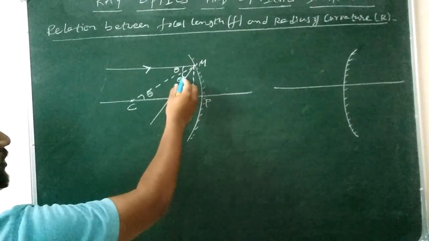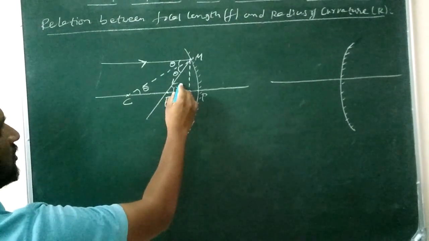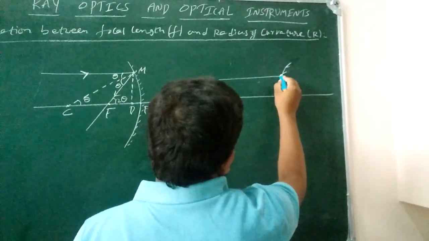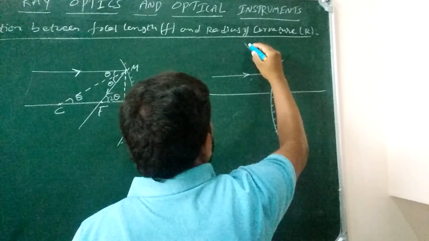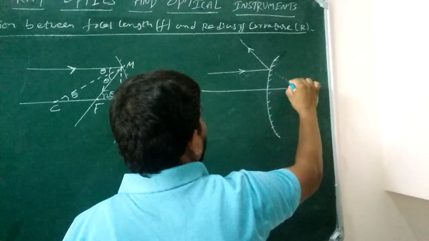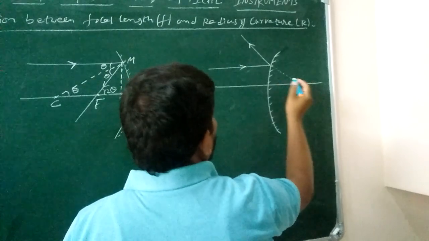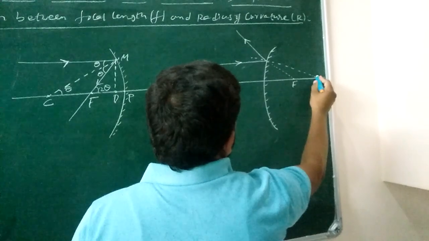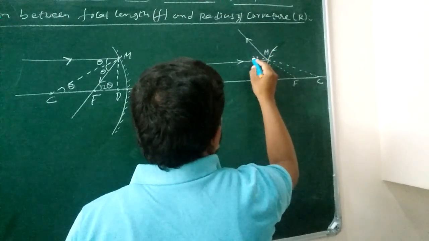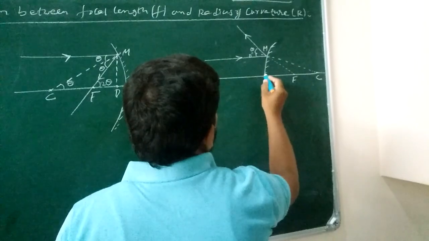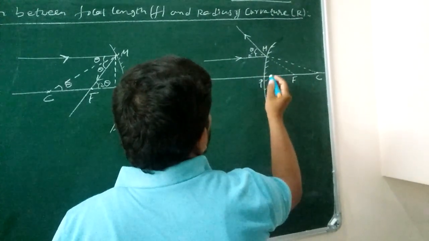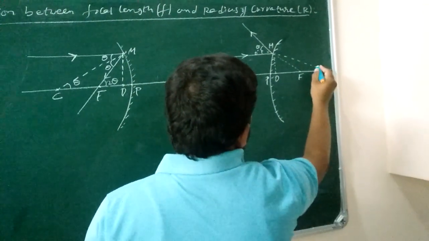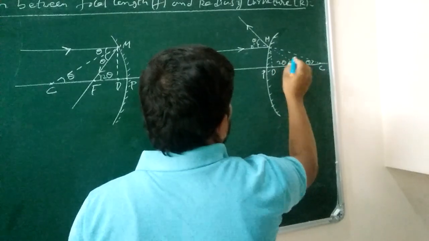Here the sum of the interior angles is equal to the exterior angle, that is 2 theta. The same we are going to draw for the convex mirror also. This is the incident light ray, and this is the reflected light ray, and we have to extend this reflected ray, and it meets at the focus. Now draw the normal here, C to point M, and let theta be the angle of incidence. This is the pole of the mirror, and draw a perpendicular onto the principal axis which meets at a point D. Now this is theta, and this is 2 theta.